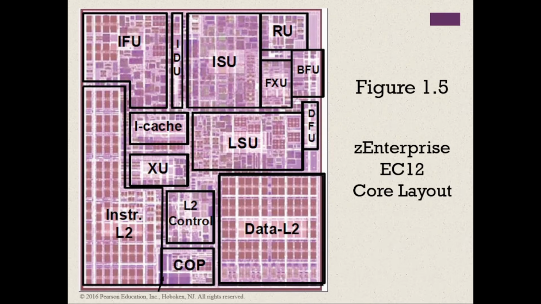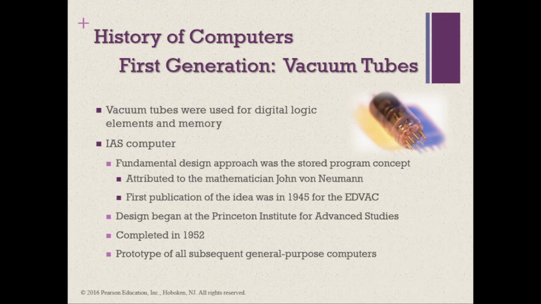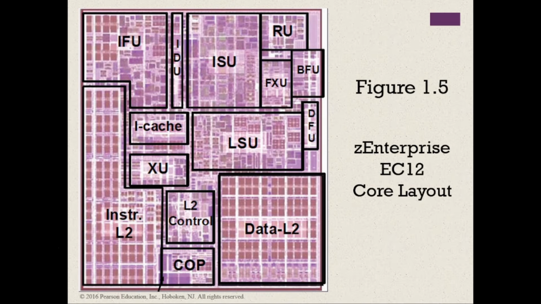And then we have also the instruction L2, a 1 megabyte L2 instruction cache. So it's the same in terms of capacity with the data L2 cache. So these are the parts of the, let's go back, these are the parts of the z Enterprise EC12 core layout. So I hope that you remember the parts.